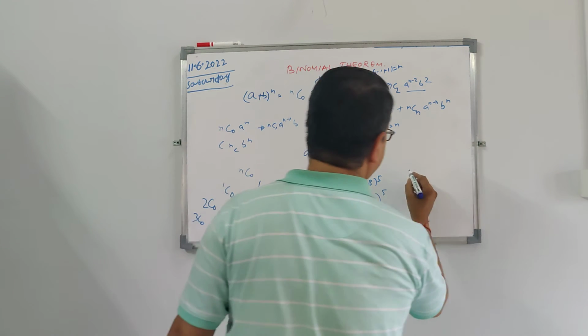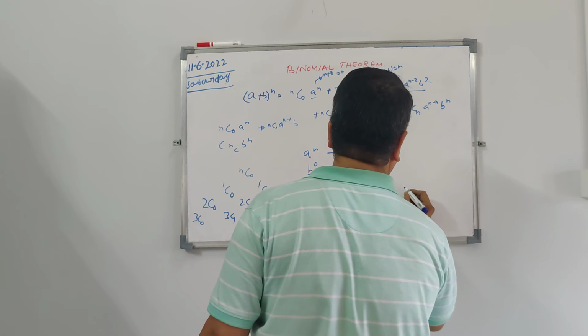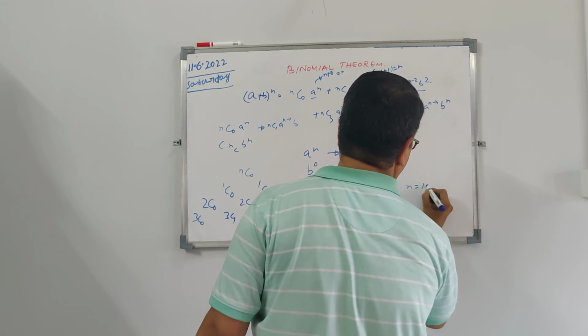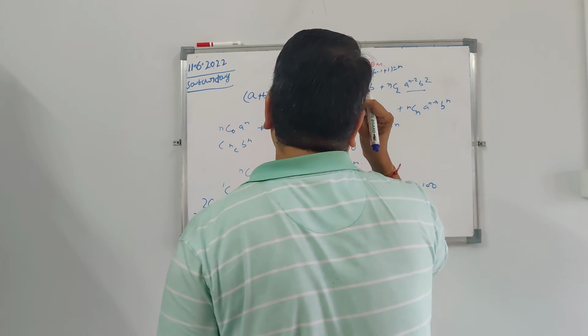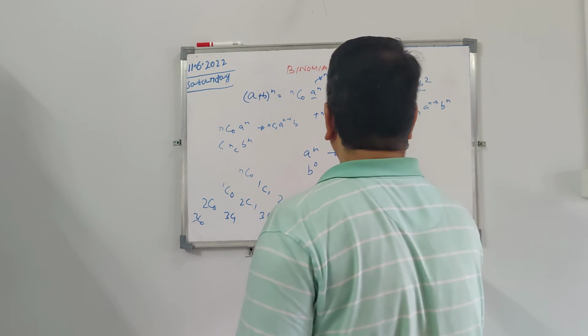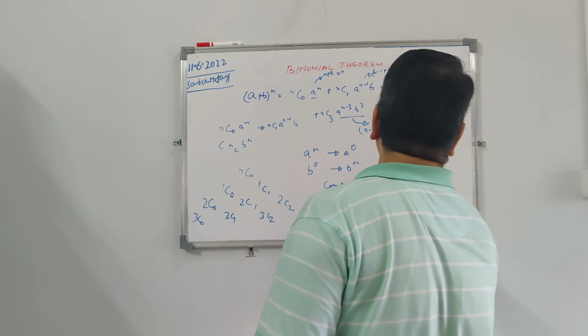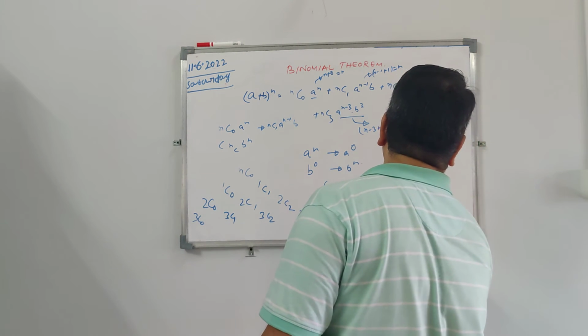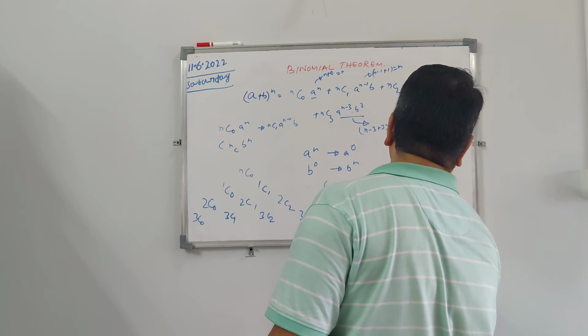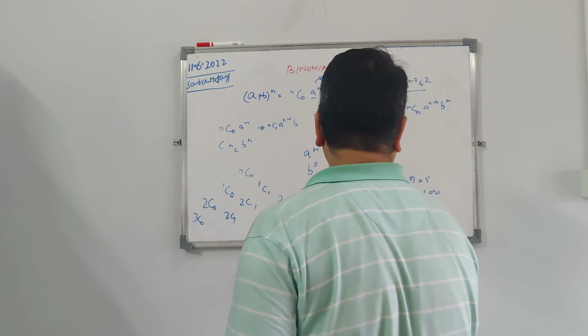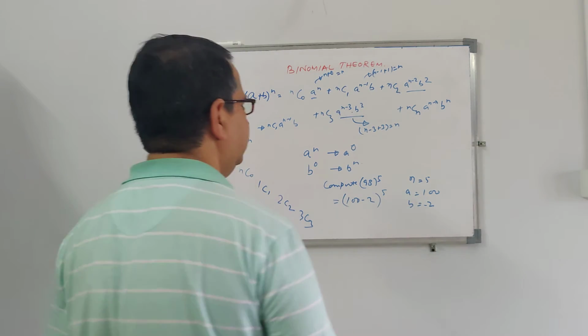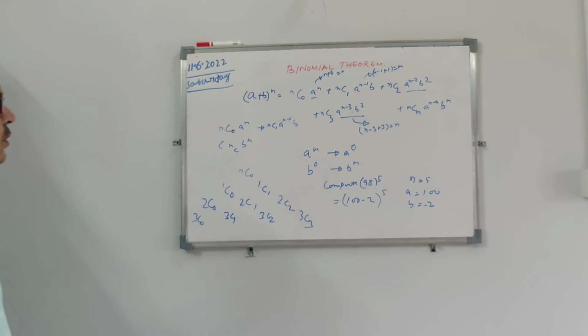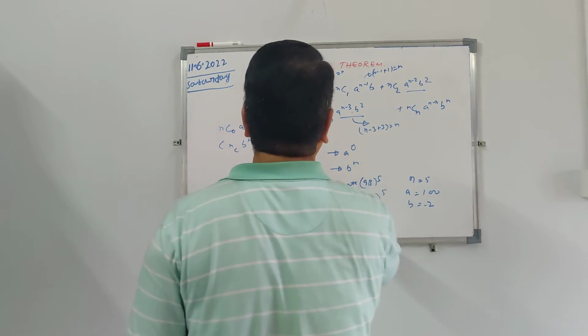In this case, n is equal to 5, a is equal to 100, and b is equal to minus 2. In (a plus b) to the power n, b is equal to minus 2. Now you can put these values into the equation.